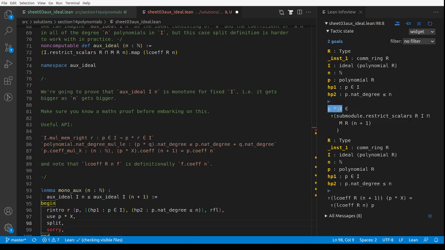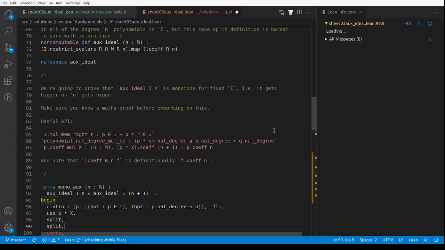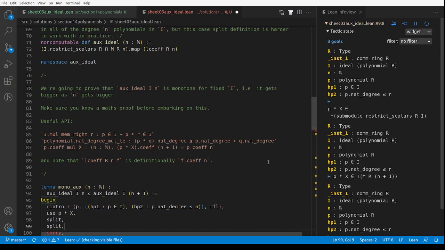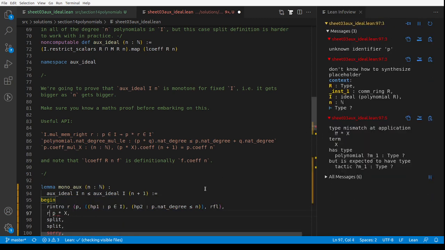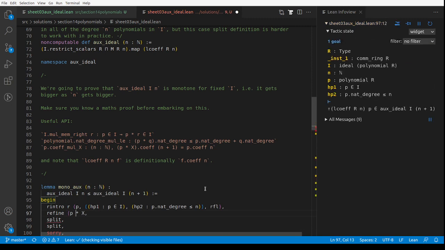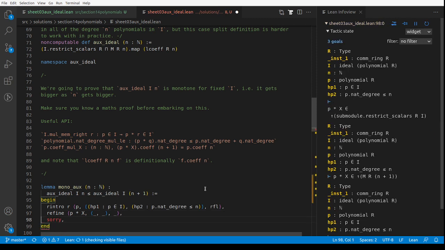Because it says that P times x is in the intersection of two modules, so it says P times x is in the first one and in the second one. Yeah, now we've got three goals, but we could do all of that with refine, right? Refine P times x, and then we split the first goal, and then the second goal we left alone. So now we've got three goals, and so now we need sorry.